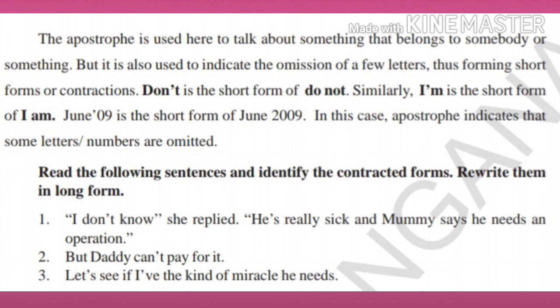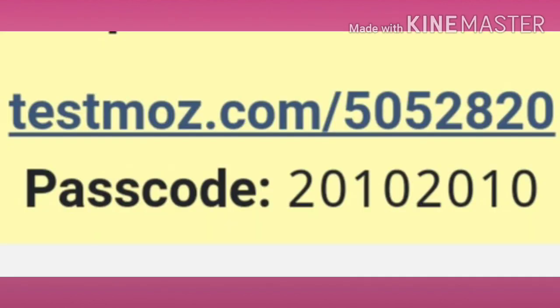This is about apostrophe, contractions, possessiveness. Finally, you have a test on the URL testmouse.com/5052820. Your password is 20102010. Attempt this test and get a complete idea on apostrophe. Thank you.